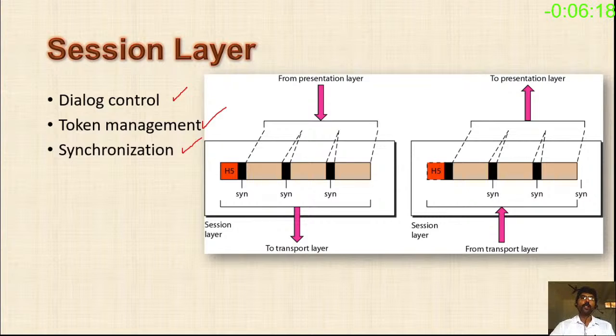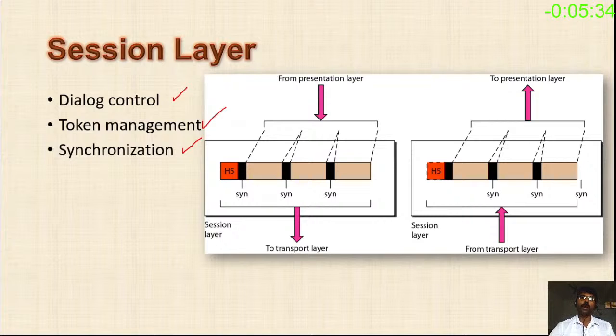The session layer inserts checkpoints. What is the meaning of checkpoints? For example, if you are downloading a book of 100 pages, each page is downloaded one at a time. Now, after every 10 pages, we put one checkpoint. After every page download, the receiver will send an acknowledgement to the sender.